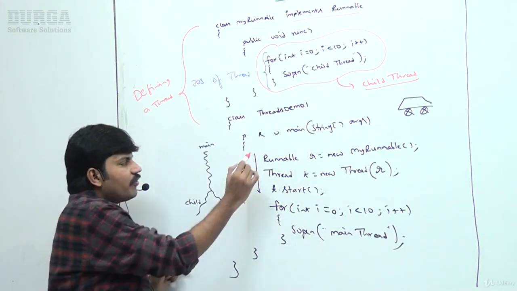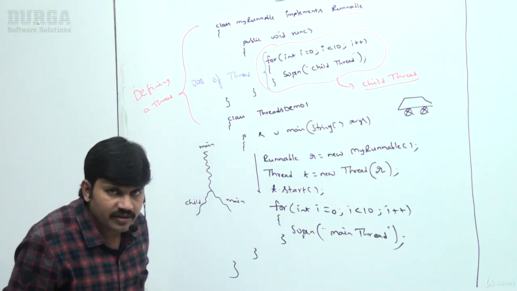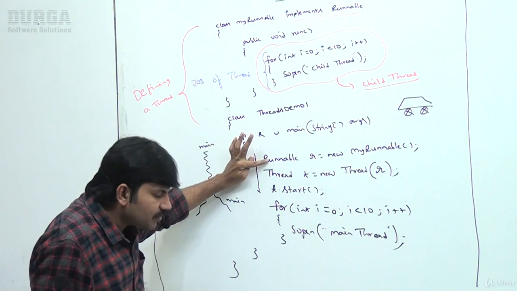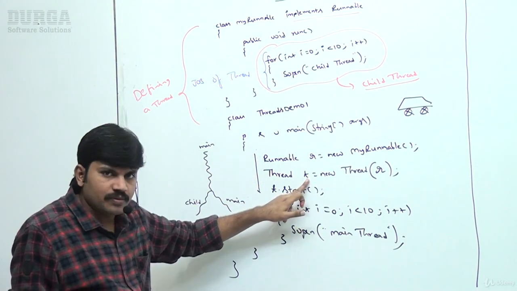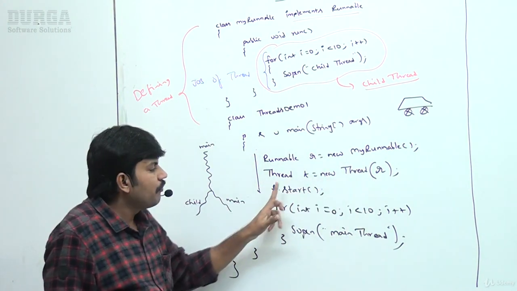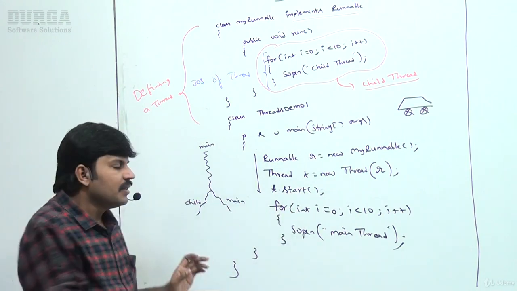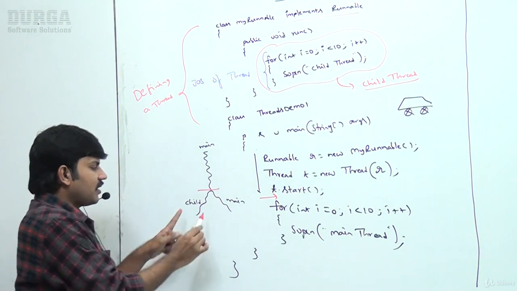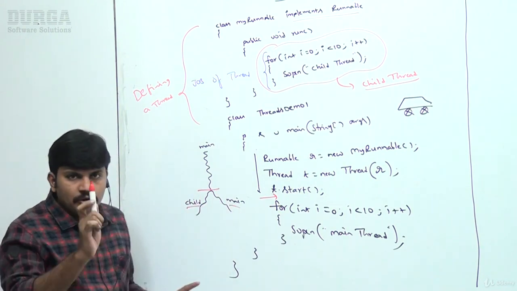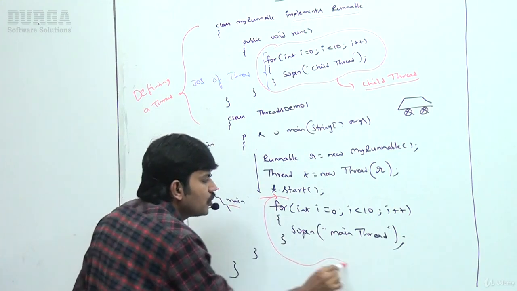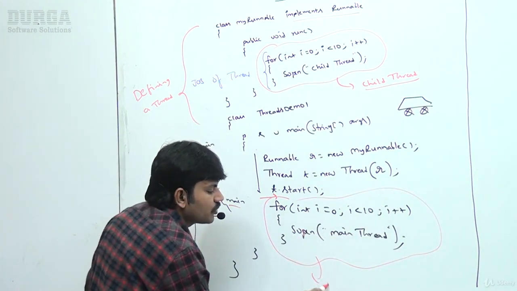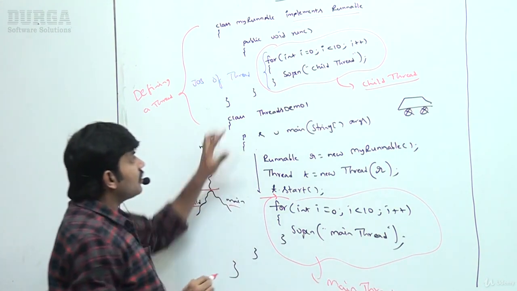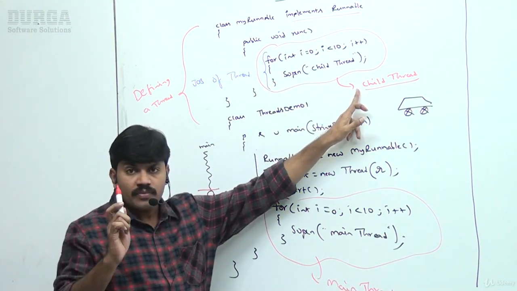Once the main method started, how many threads are there? Only one thread, the main thread. The main thread creates the Runnable object, creates the Thread object with that runnable job, and starts the child thread. After t.start, how many threads are there? Two threads, child thread and main thread. The main thread is responsible to execute this code, and this code is executed by the child thread.